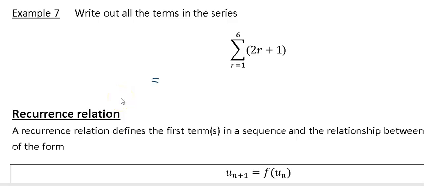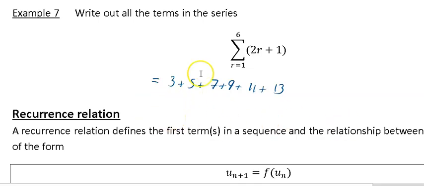So it's sigma from r is equal to 1 to 6 of 2r plus 1. So my first term, putting in r equal to 1, I'm going to have 2 times 1 is 2 plus 1 is 3. My next term is going to be 2 times 2 plus 1 is going to be 5. Next term is 2 times 3 plus 1 is 7. Next term is 2 times 4 plus 1 is 9. Next term is 2 times 5 plus 1 is 11. And my last term is 2 times 6 plus 1 is going to be 13. And that's it. You do not add them all up to give a numerical term, because this shows you all of the terms.